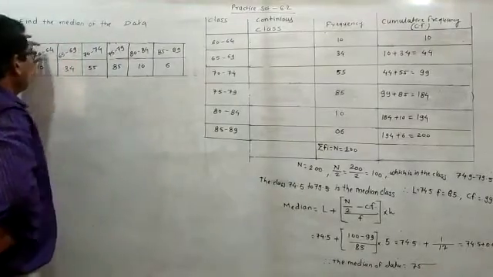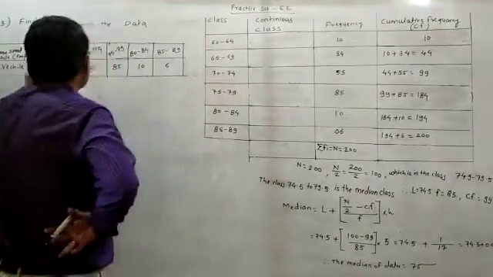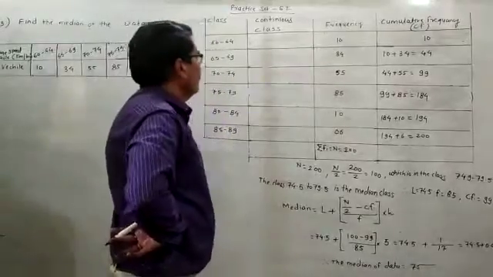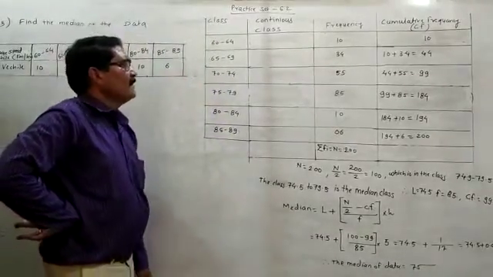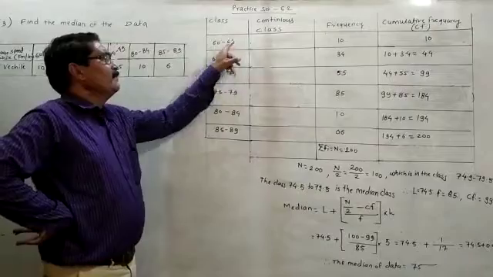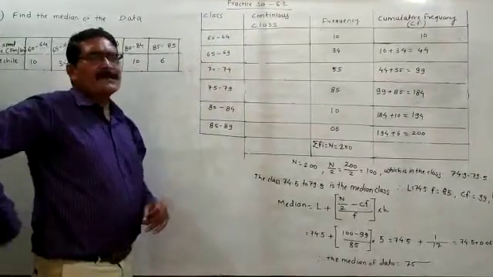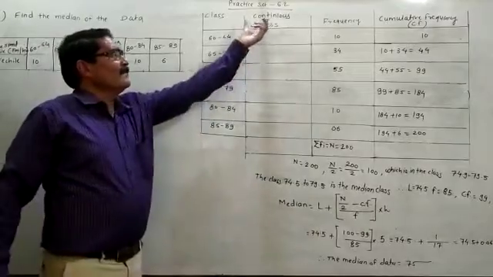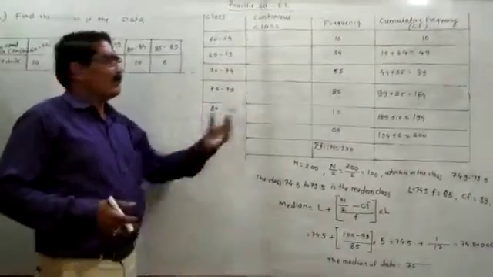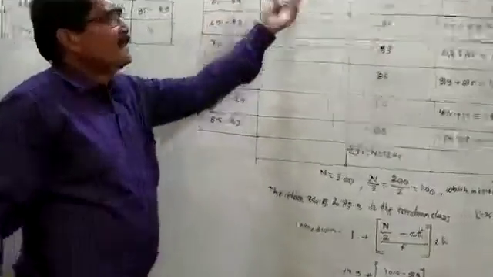So this class you have to write here, and frequency you have to write in this column. But if you observe, this class is not a continuous class. 62, 64 and after that 65 will start. So you have to make continuous classes. You have to make one additional column here, so I will write this as continuous class.